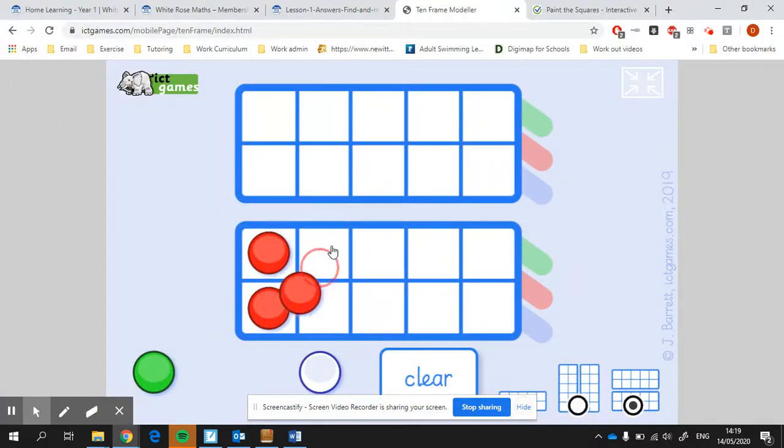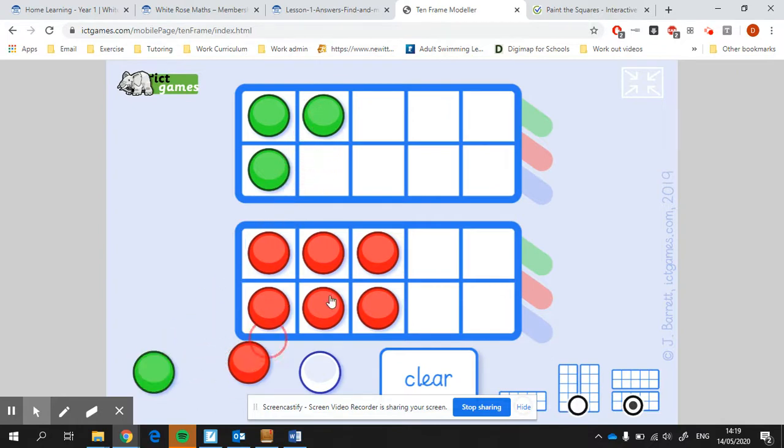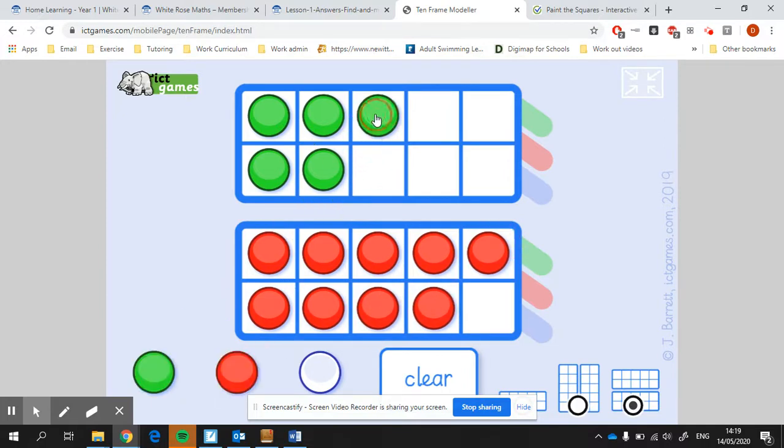So I'm going to use green to be one number, and my red is going to be the one that's 4 bigger. And I'm going to keep adding a counter of each colour so that this red one is always 4 bigger than the other. So you see, this is 8 and this is 4. We haven't made 20 yet, so we need to keep going. If that's 6 and that's 10, that is still 4 bigger.